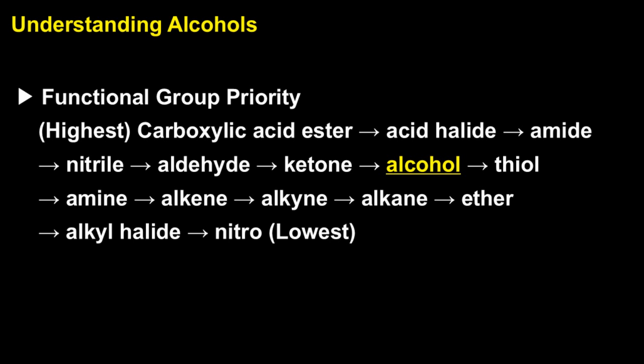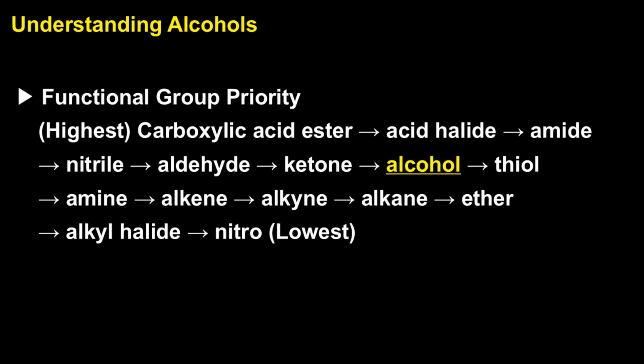Before we move on, let's take a moment to talk more about functional group priority. This is super important when it comes to naming. Whenever you're picking the parent chain or deciding where to start numbering, you always need to ask, which functional group has the highest priority? Here's a general ranking. At the very top, we have carboxylic acids, then come esters, acid halides, and amides. After that, we've got nitriles, aldehydes, ketones, and then alcohols. So alcohols are definitely important, but they're not at the very top of the list.